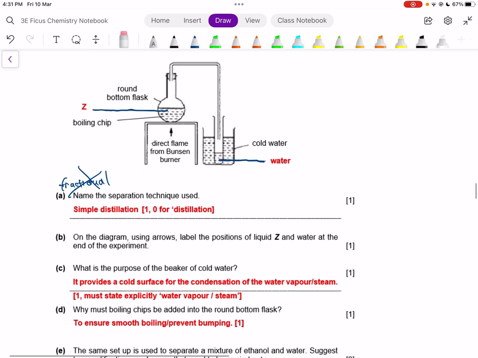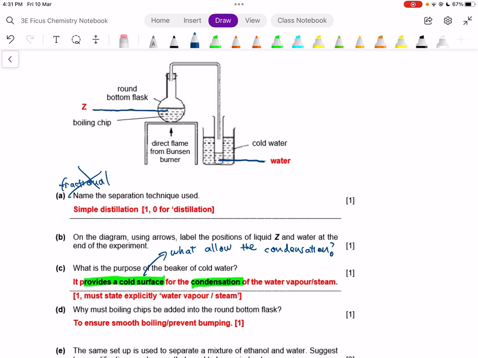Okay, next one is what is the purpose of the beaker of cold water? It sort of acts like your condenser. A lot of you can point out it condenses, but I'm looking out for one more thing. How does it condense? You need to point out what allows the condensation of the water vapor, which is the first part of the answer. I didn't accept if you didn't mention it provides a cold surface.